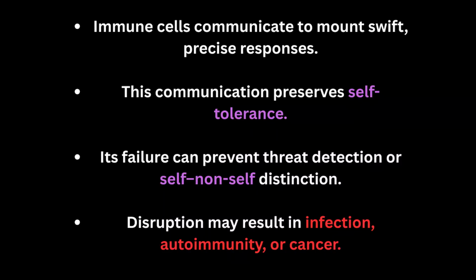So communication between cells is fundamental to this system. It allows immune cells to coordinate rapid and precise responses while maintaining self-tolerance. Without these communication networks, the immune system would fail to detect threats, distinguish self from non-self, or regulate powerful immune responses, leading to infection, autoimmune disease, or cancer.